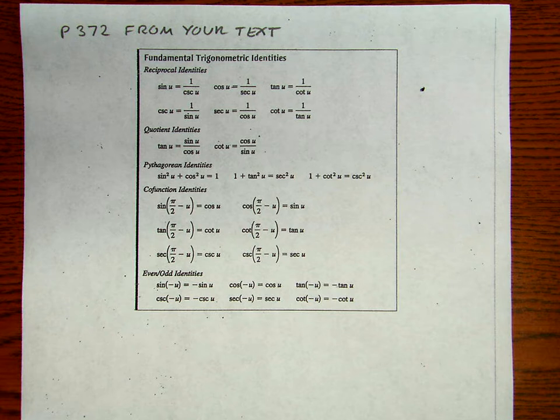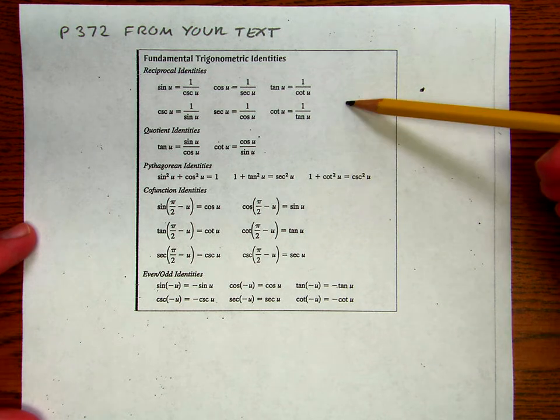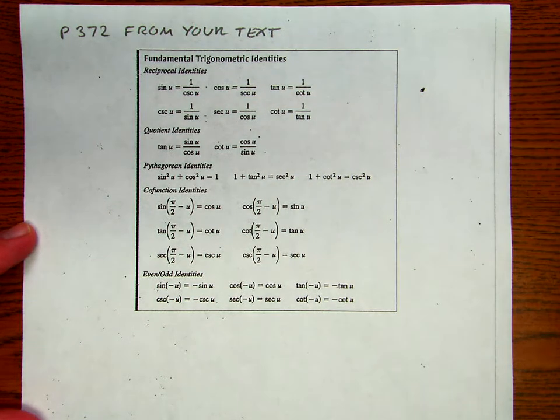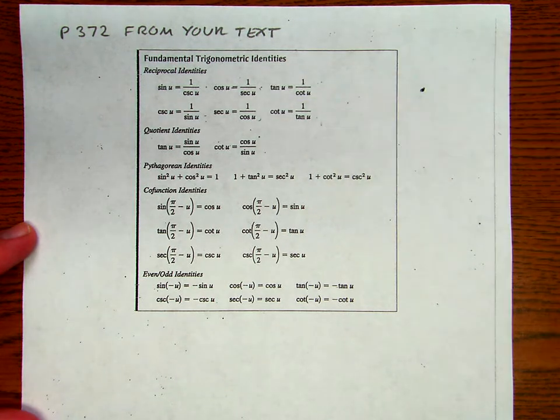Okay, part of the process in learning this material is we need to be comfortable with the fundamental trig identities from page 372 in your textbook. Now, some of these we've addressed in detail, some of them we've touched on, a couple of them are going to be new. So as a recap, reciprocal identities. We've known these for a while. Sine and cosecant are reciprocals of each other. Cosine and secant. Tangent, cotangent.